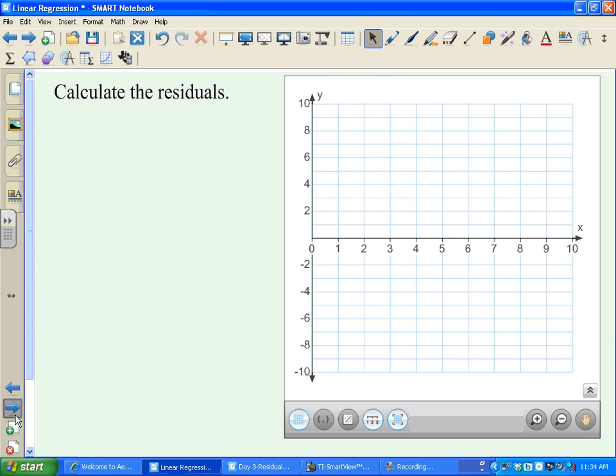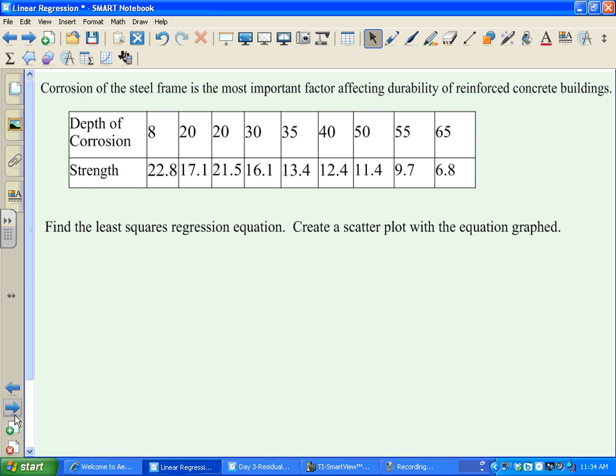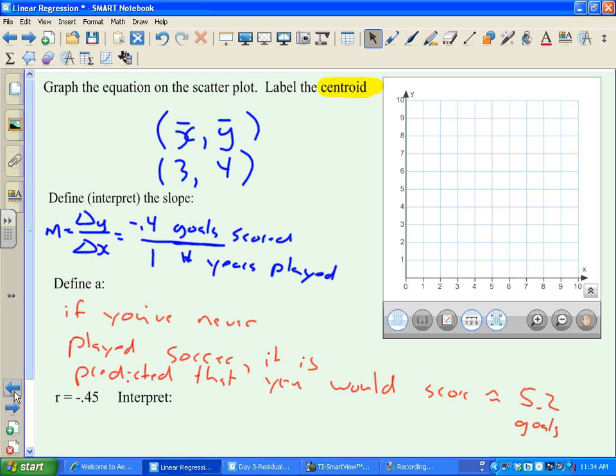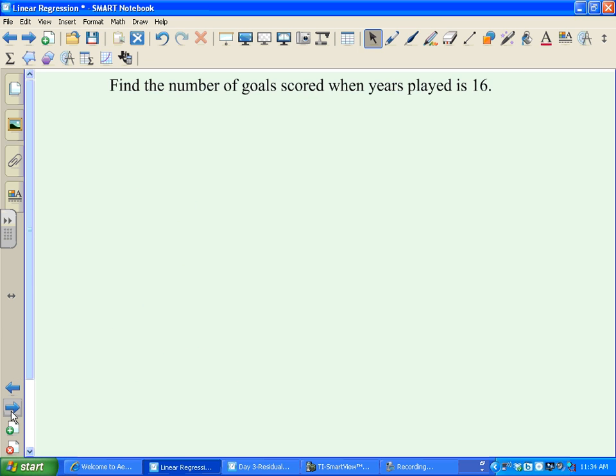Next part. Oh, we're not there yet. We hit the R value. Before I get to the residuals, I'll talk about that in just a sec. Find the number of goals scored when years played is 16. Okay?